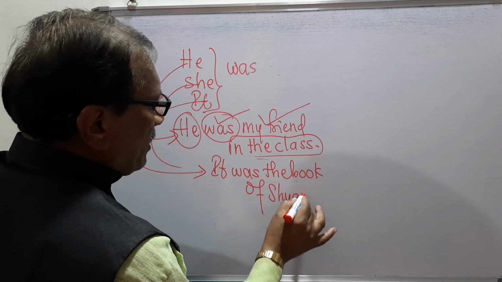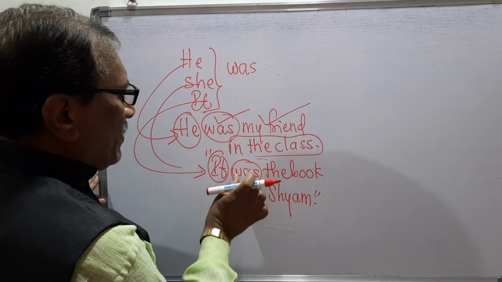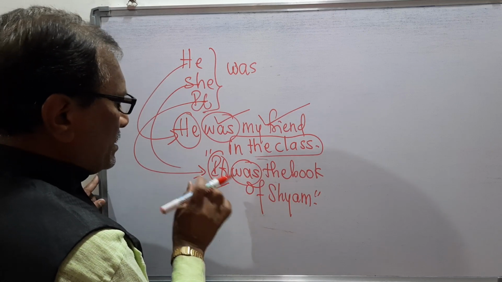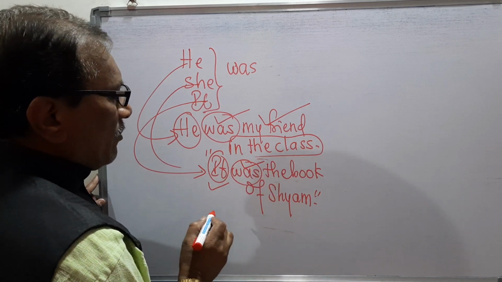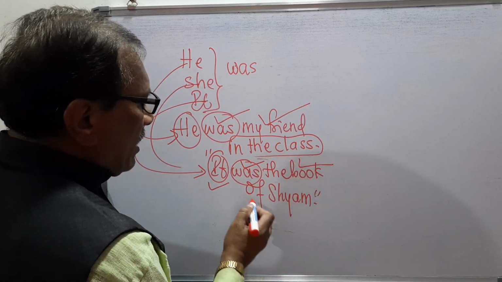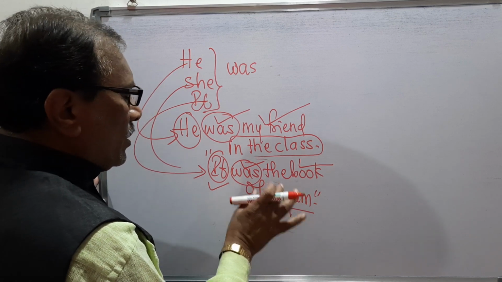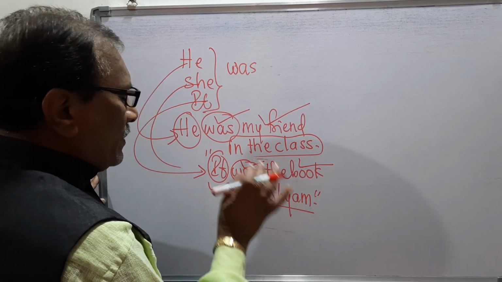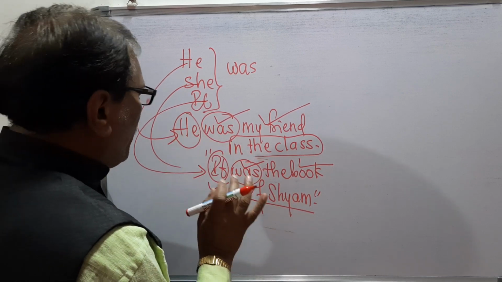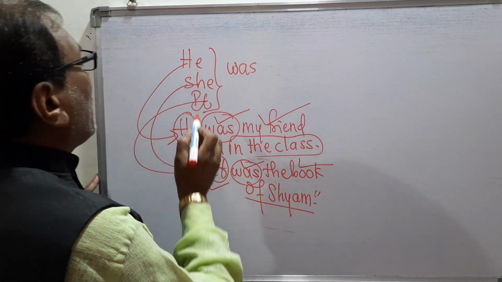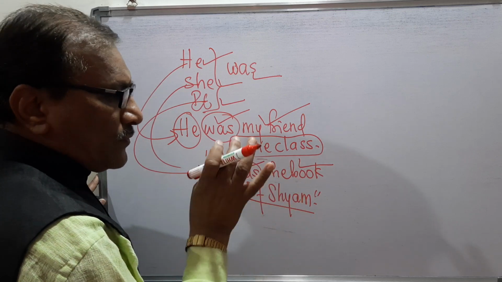So remember, it was means this is the past tense, and it is the subject which is in the singular sense. Was is singular, the book is singular, and this is the additional phrase or extra words which are helping to make the sentence meaningful. My point is that if the subjects are singular, then the verb is also singular.